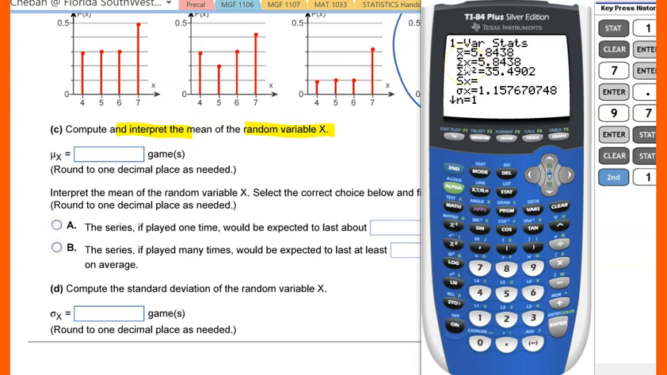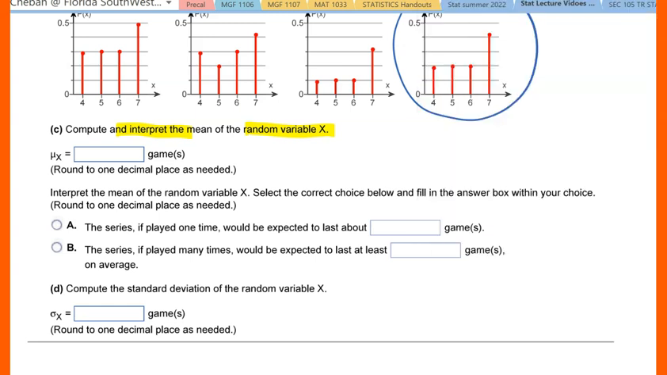Therefore the mean of the random variable is 5.84. Rounded to one decimal, it's going to be 5.8. If you look at the standard deviation, you see 1.157, but rounded to one decimal place, the standard deviation is going to be 1.2. Let me put that answer here. The mean is going to be 5.8, and the standard deviation, rounded to one decimal, is going to be 1.2.